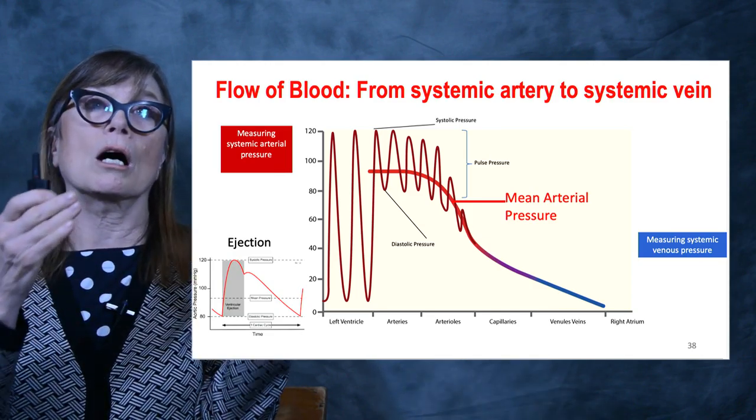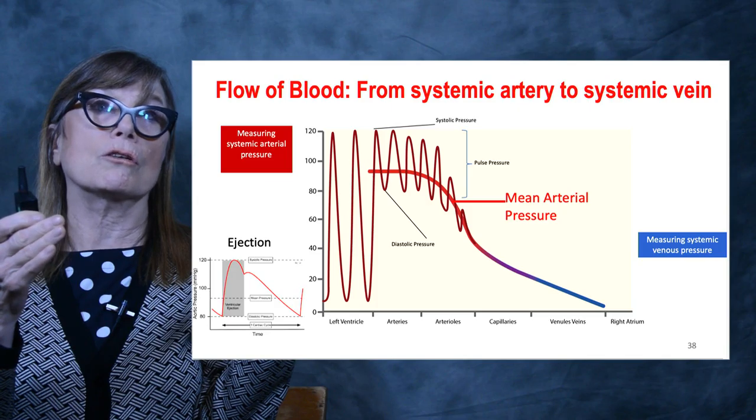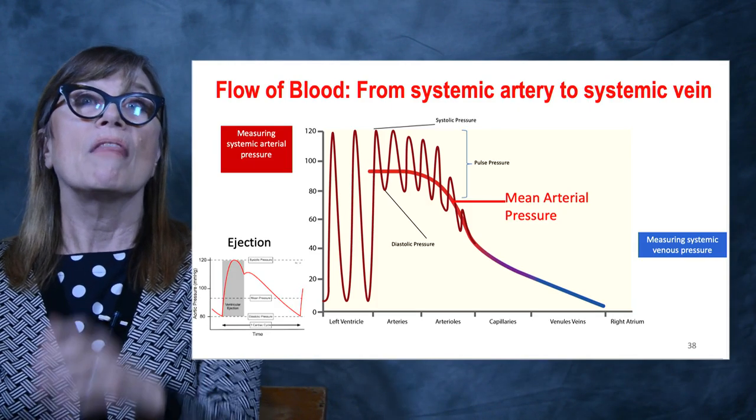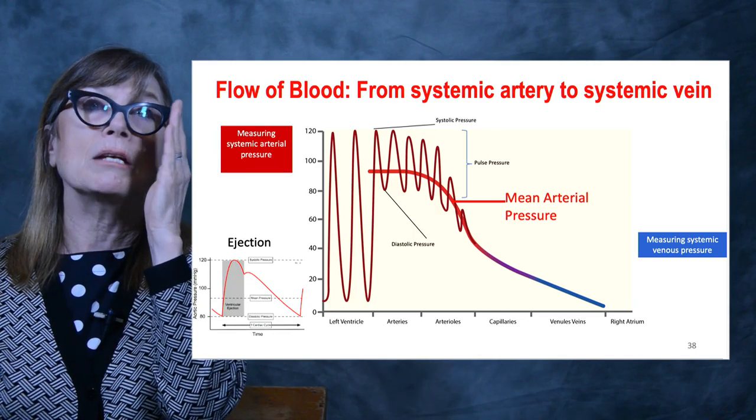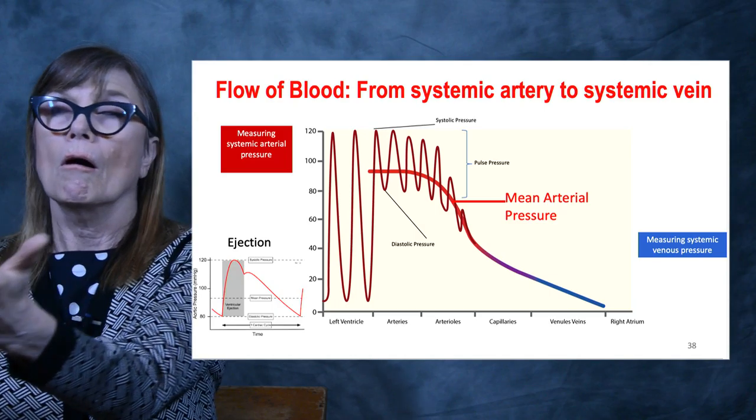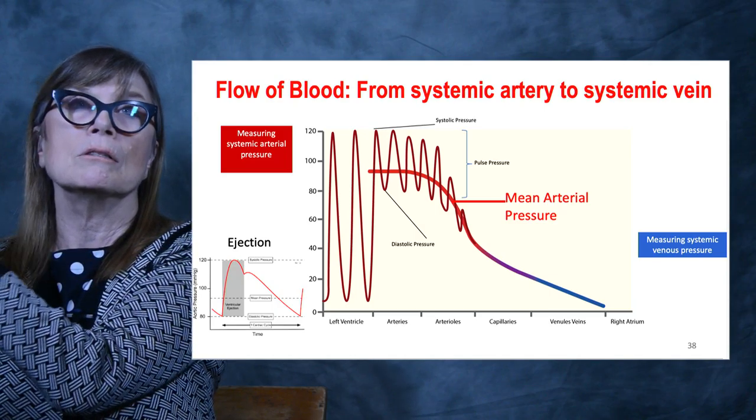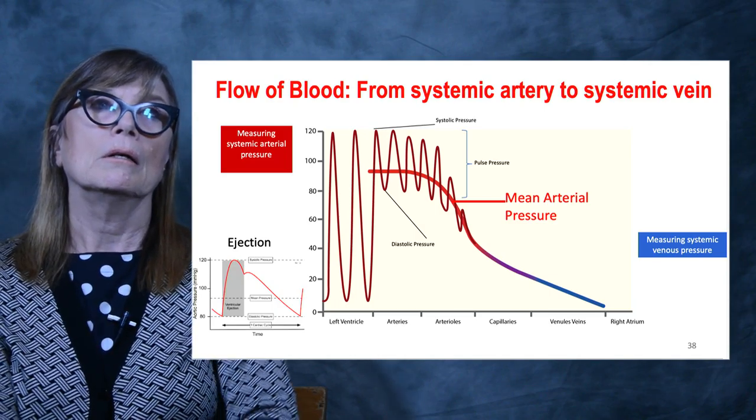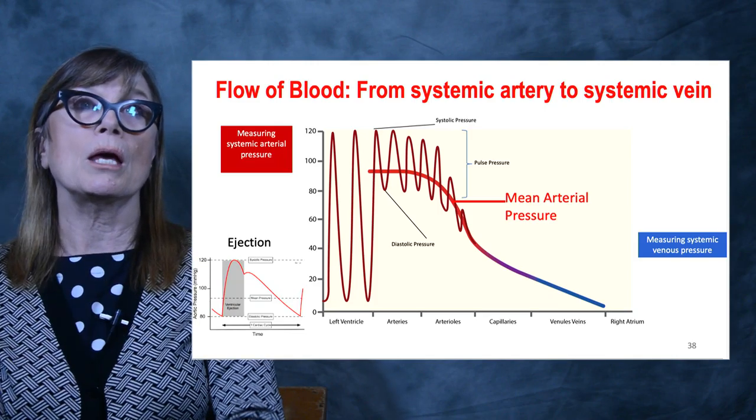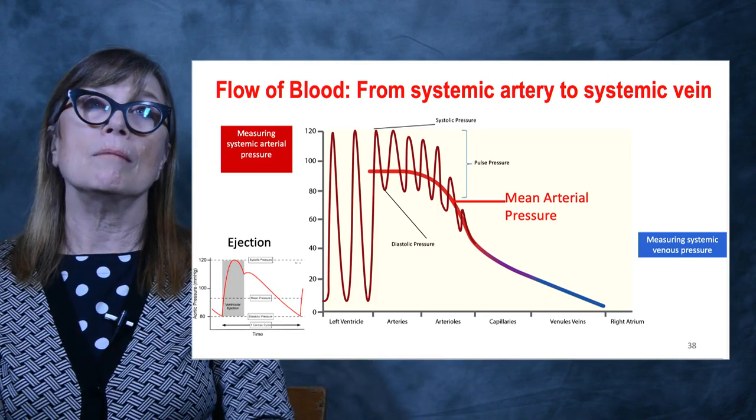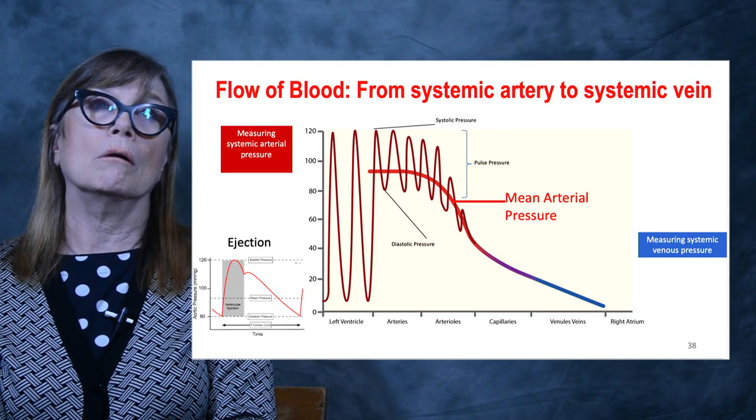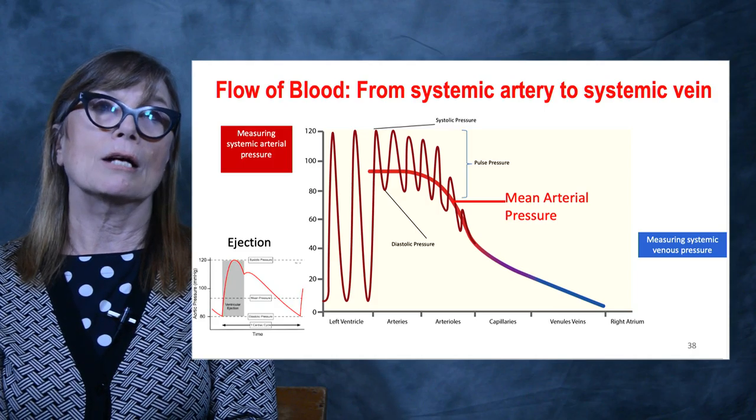LV pressure overcomes the aortic resistance and arterial resistance, boluses blood out into the artery. That mean arterial pressure maintains the perfusion all the way through your capillaries, all the way through your veins, all the way back to your right heart. So paying attention to your CVP and your MAP and your arterial pressure almost tells you everything you need to know about your blood flow dynamics in your patient.